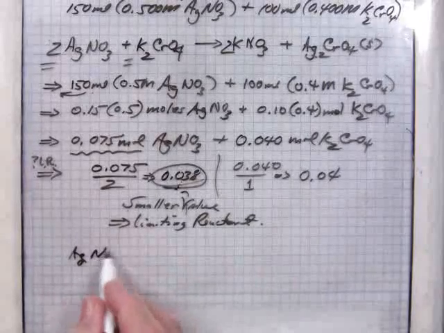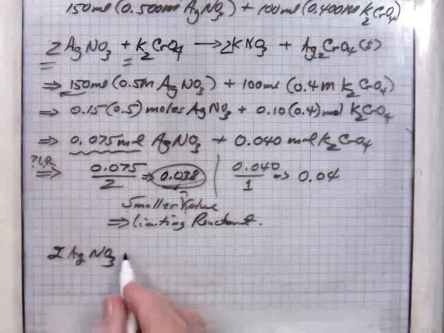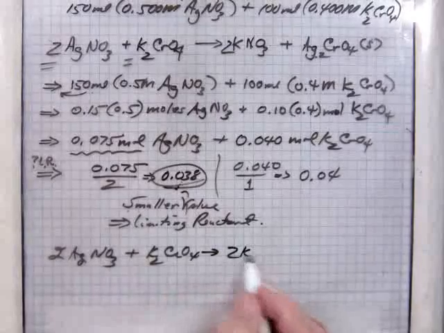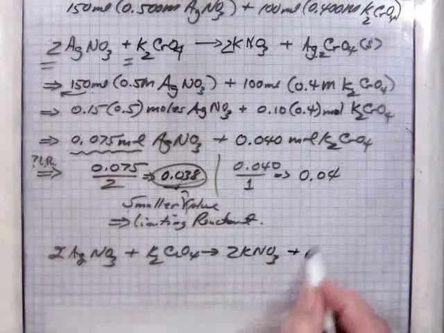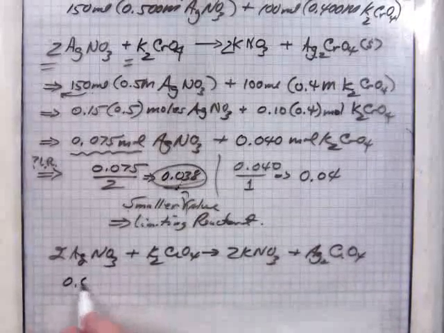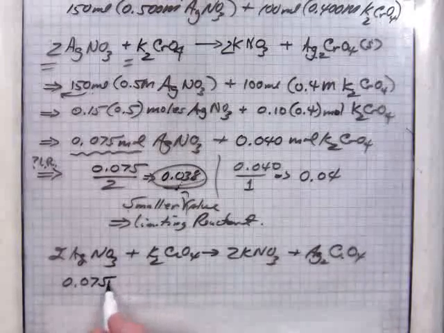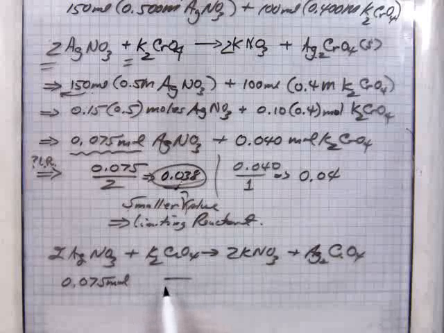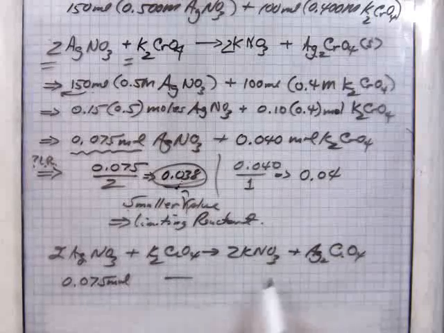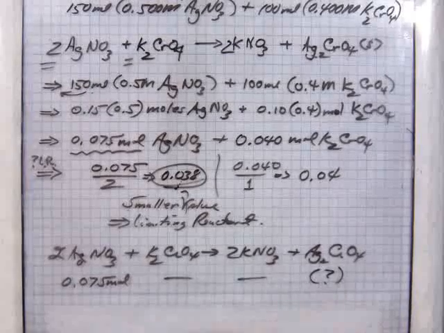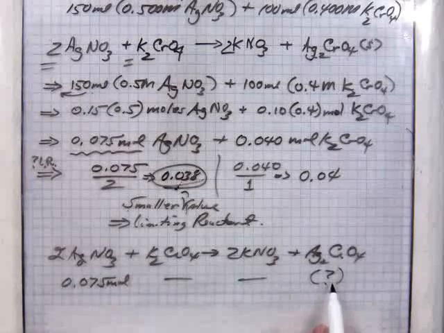silver NO3, 2 moles of that, plus K2CrO4 goes to the 2 KNO3s, plus silver chromate. We have 0.075 mole, and we ignore the potassium chromate because that's going to be in excess. It's not the limiting reagent, and we ignore that one because that's not part of the problem. And so the question is, how many moles of the silver chromate will be generated?